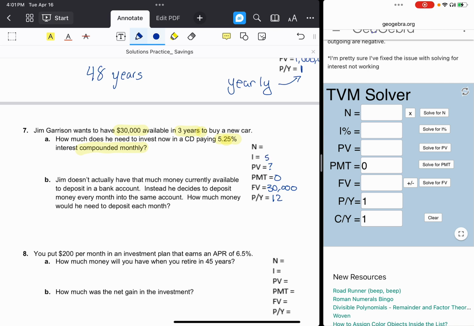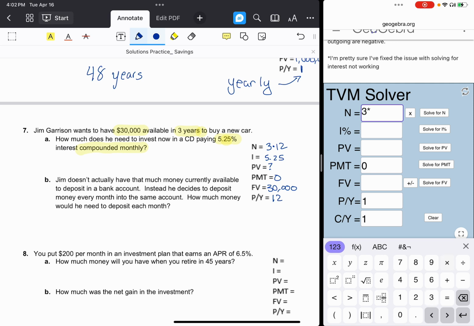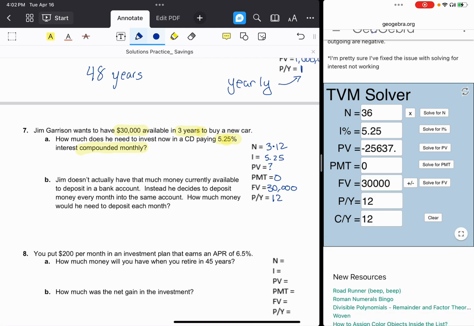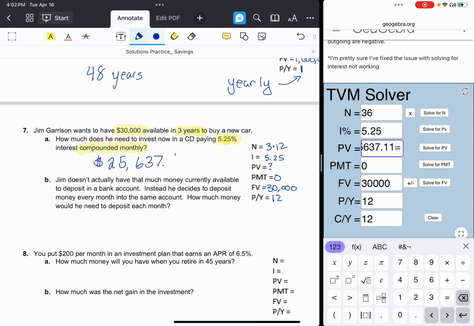He has 5.25% interest and 3 years times 12 or 36. And so I'm going to go over here to my TVM solver, start plugging in numbers. 5.25 is my interest rate. We want to know what the present value is. We don't have regular payments. He's going to wind up with $30,000 in the account, and it compounds monthly. Solve for PV. So he would need to deposit $25,637.11.